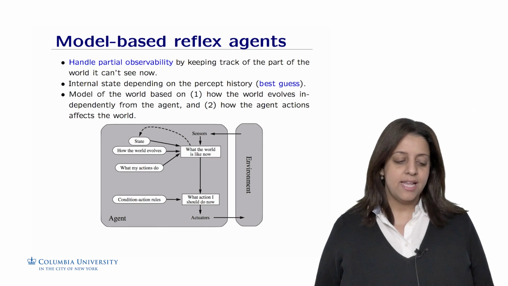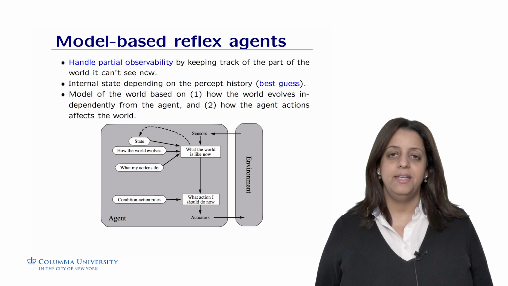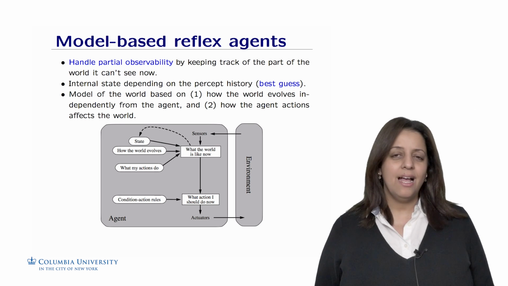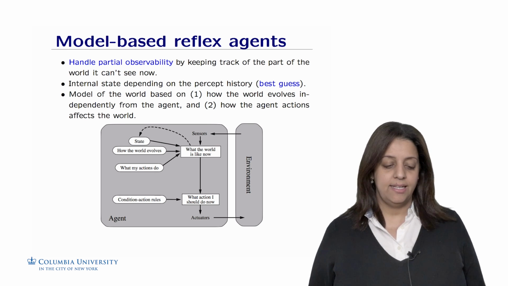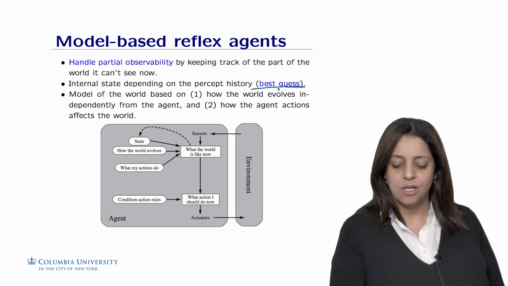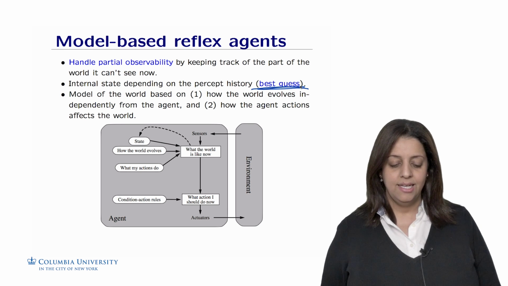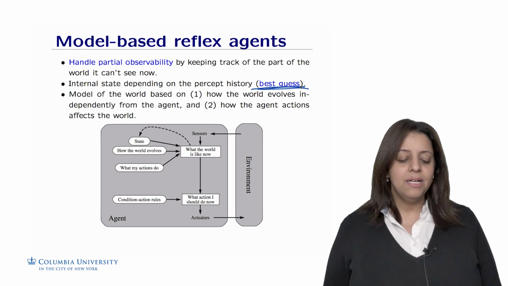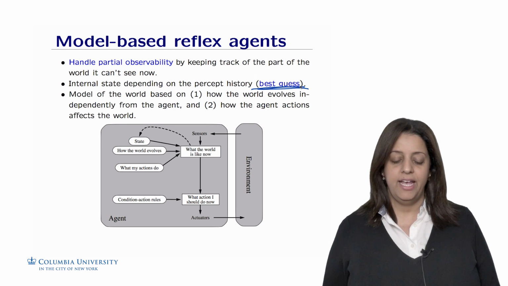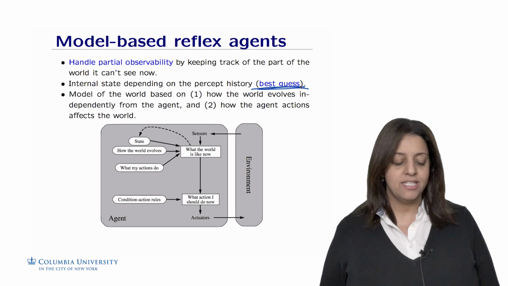Model-based reflex agents handle partial observability by keeping track of the part of the world they can't see now. They maintain what we call an internal state that depends on the percept history, which is usually a best guess of what's going on rather than an exact one. It models the world based on what? Based on two things: how the world evolves independently of the agent, and how the agent's actions affect the world.